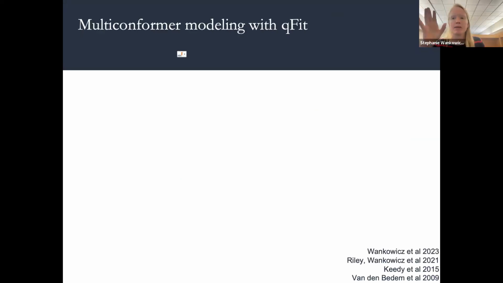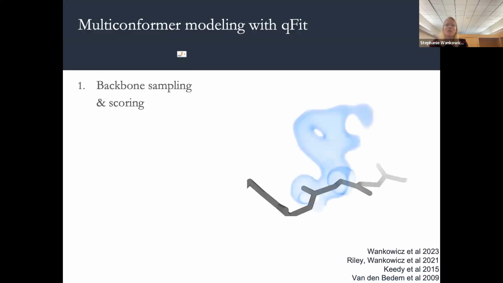qFit has been developed in the Fraser lab for almost 15 years now, and we have a lot of really cool new directions that we're taking it. But I'm just going to very briefly walk you through what it does, and then we'll go through it step by step a little bit more. So what qFit does is that we take in a model that is pretty well solved. So you have to put in backbones, you have to approximately place side chains where you think they would go. And then we can rely on our sampling and scoring to be able to fit this in.